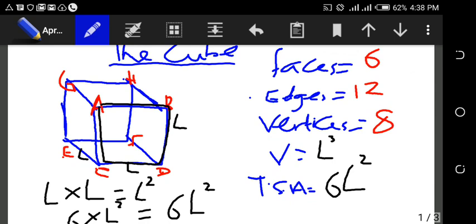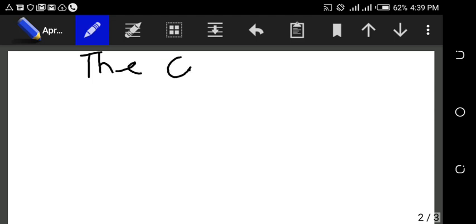Now let's go over to the next solid. The next solid that we'll look at is similar to the cube, and this is what is known as the rectangular prism, or the cuboid. So let me write that down. We want to look at the cuboid now.